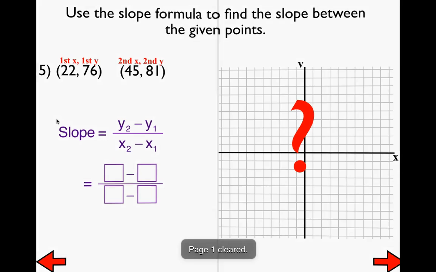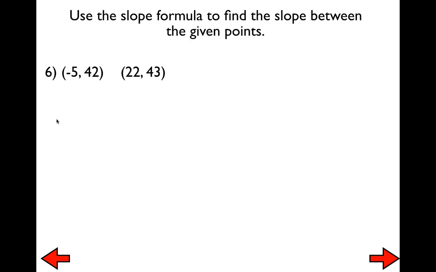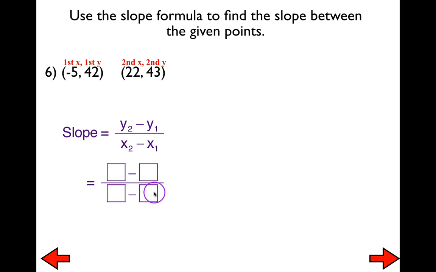Okay, so let's try another example. Go ahead and pause the video and see how you do with this example here. Okay, so here, first things first, we're going to use our formula. We're going to label each coordinate as first x, first y, second x, second y. We're going to go ahead and put our empty boxes so that we can easily substitute these values in. What is your second y? It's 43. What's your first y? It's 42, which is going to give me a difference of 1.